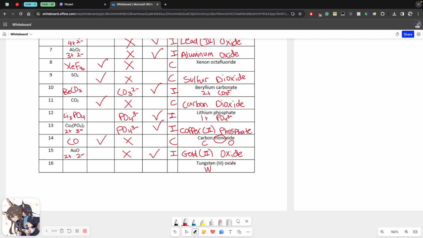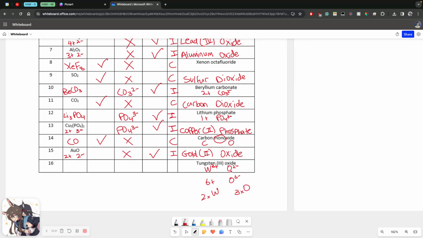And so since each tungsten has a 3+ charge, as indicated by the parentheses, we know that each oxygen also has a 2- charge. In order to balance this out, we need 2 tungstens totaling a 6+ charge and 3 oxygens totaling a 6- charge. So we need 2 tungstens and 3 oxygens.